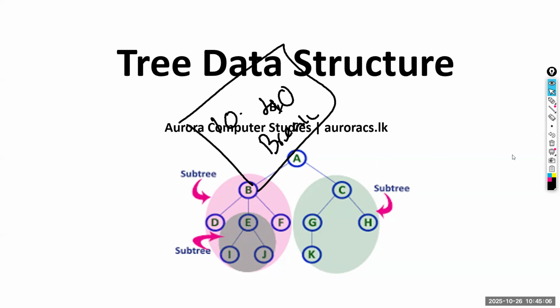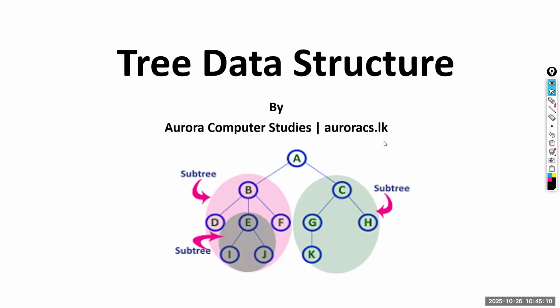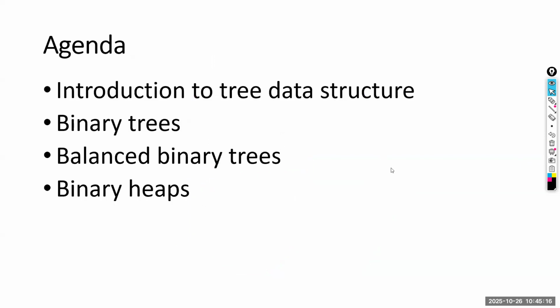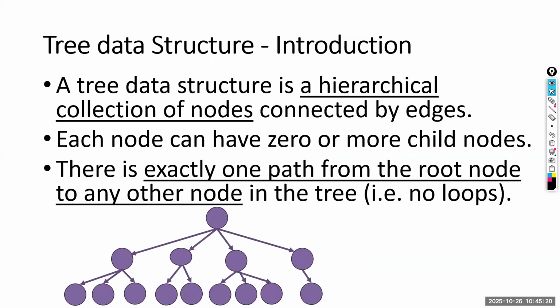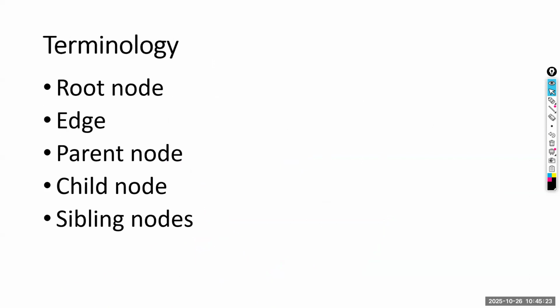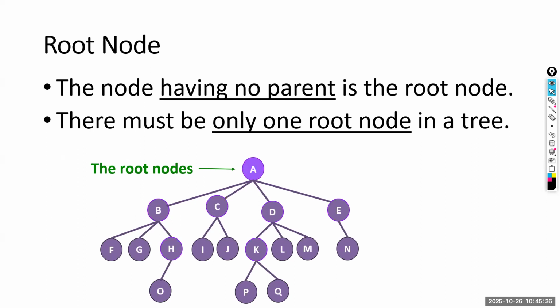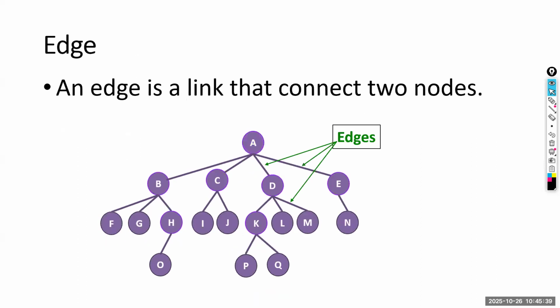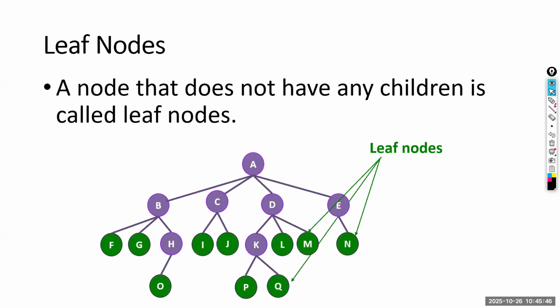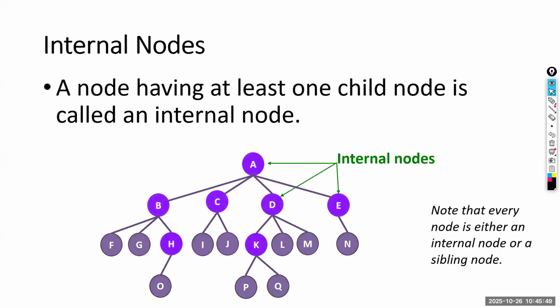Okay, so now let's move on to data structures and algorithms. Last time we started the tree data structure. We discussed some terminology. And what is a tree data structure? You can have multiple children, but a node can have a maximum of one parent. We looked at some terminology like what is the root node. You can have only one root node for a tree. Then edge, parent nodes, child nodes, leaf nodes, internal nodes. If it is not a leaf node, it must be an internal node.